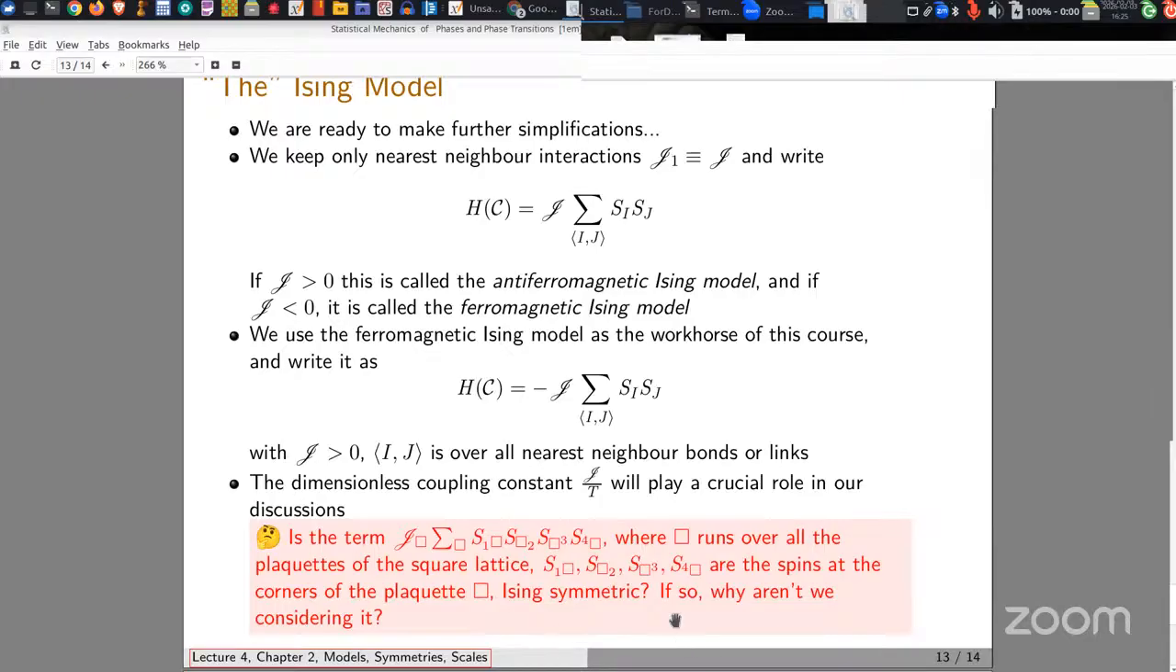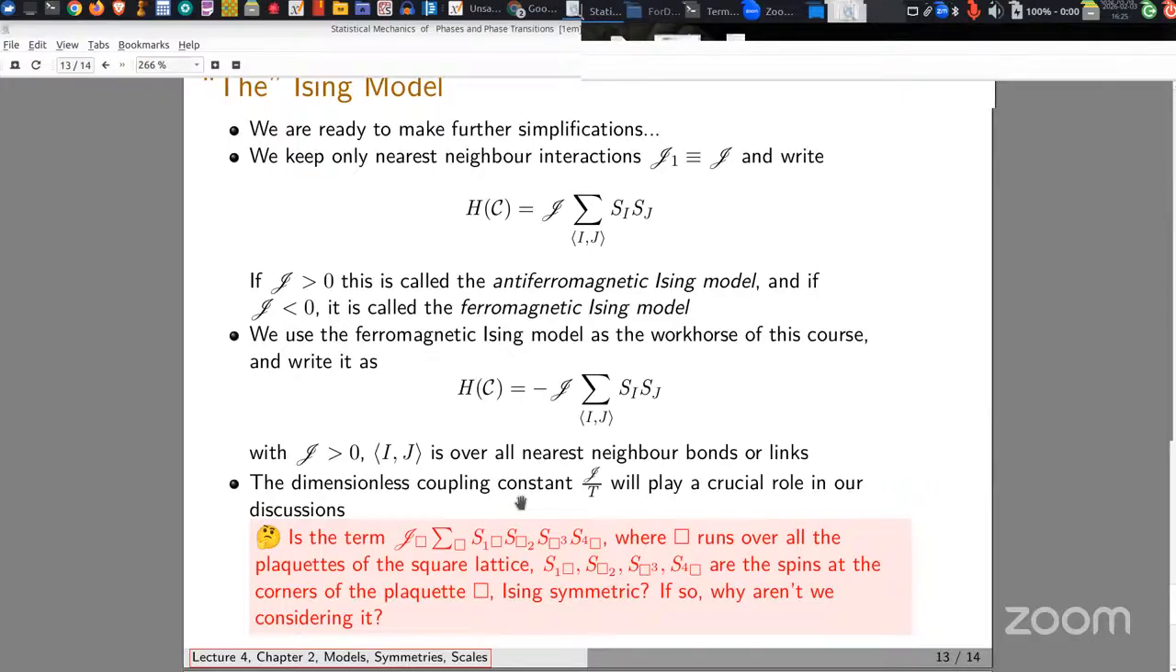So then the question here is, if so, why are we not considering it? Should we, because you have this term and you can write terms allowed by symmetry. Why are we not writing this term? So that's the question asked to you.